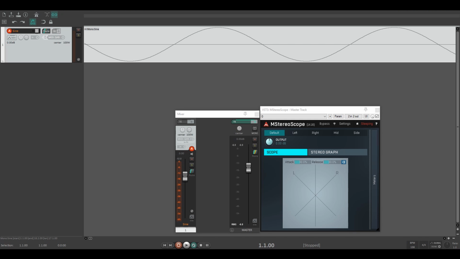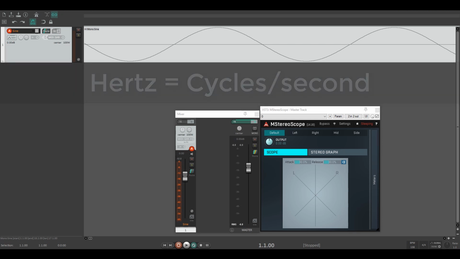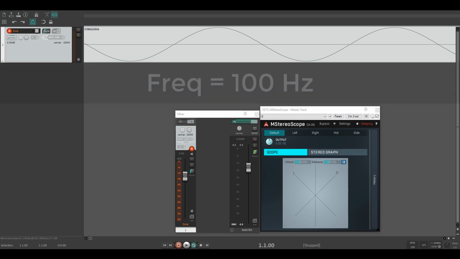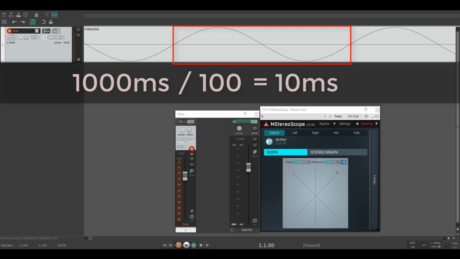I have here a sine wave with a frequency of 100 Hz. Hz means cycles per second. 1 second has 1000 milliseconds. A frequency of 100 Hz means 1000 milliseconds divided by 100 cycles, so one cycle takes 10 milliseconds.